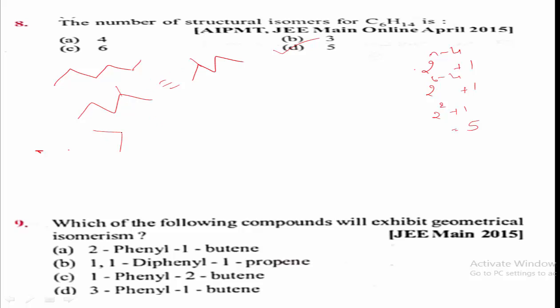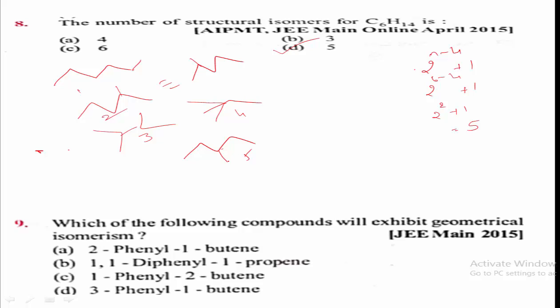Then you write hexane structure like this also, 1, 2, 3, 4, 5, 6. It also contains C6H14. And this one, yes, here 1, 2, 3, 4, 5, 6 carbon atoms, therefore it is also another structure. And you write this also, this is also another form. Therefore 1, 2, 3, 4, 5 isomers of the structures containing formula C6H14.